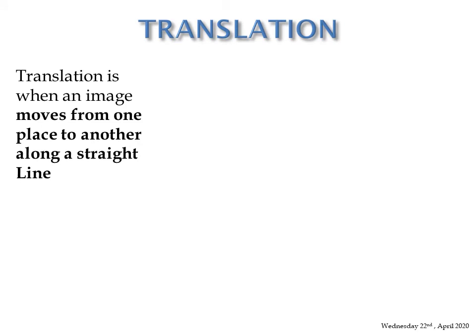When do we say there is a translation or a translation has happened? It is when an image or a shape moves from one place to another, but along a straight line. Mind you, I didn't say along the same line, I said along a straight line. Now let's have this example.